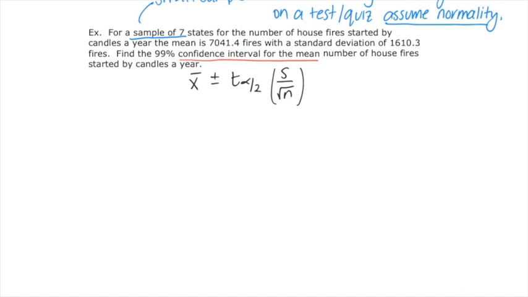All right, so since we're going to assume this is normal, we're just going to move ahead with finding our confidence interval. So x bar from our problem was 7,041.4. The sample standard deviation was 1,610.3. We know that n is 7, which tells me that my degrees of freedom are 6. And we know alpha is equal to 0.01.